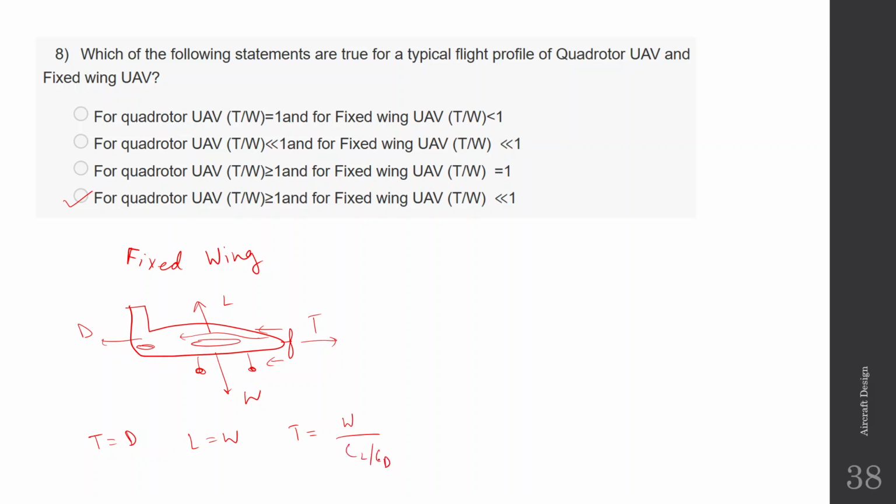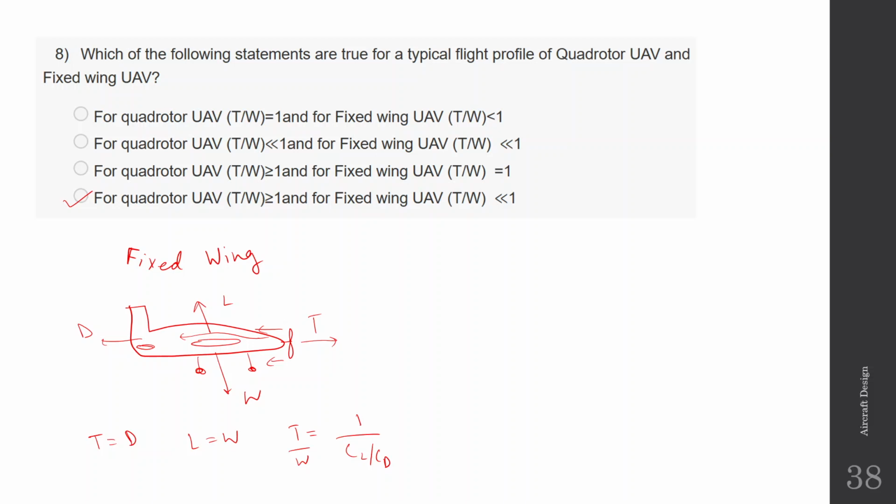So you can write it like this: your T by W is 1 by CL by CD. One thing you must understand here is that in the fixed wing UAV, the engine does not lift the aircraft. The engine makes it move through the air, but the wings make it lift.